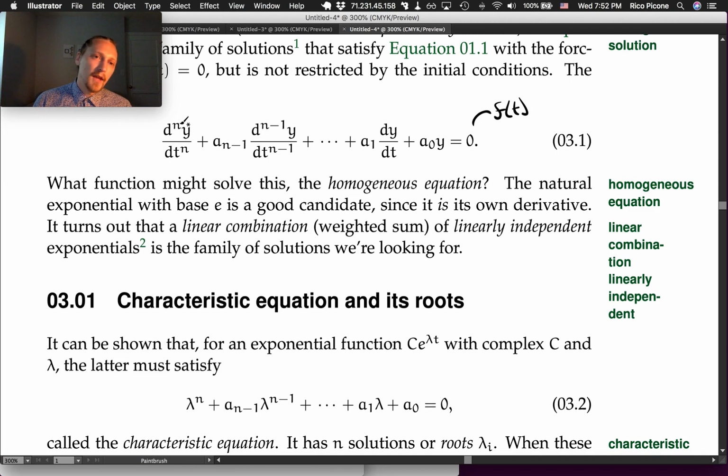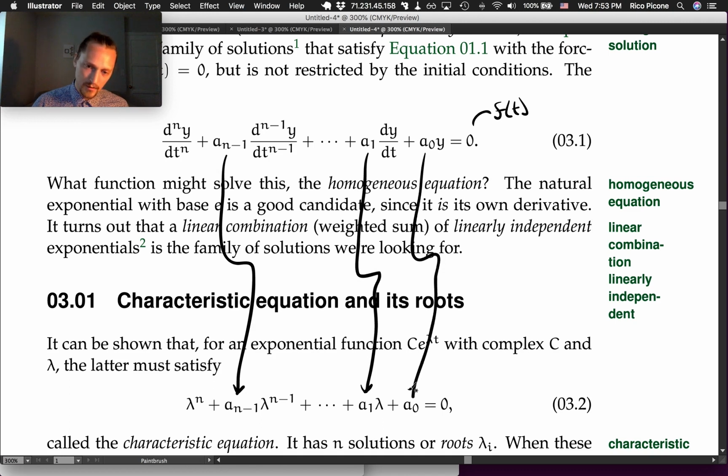When you have the nth time derivative of y, you end up with a corresponding lambda to the n. The coefficients or constants end up just coming right down. And a lambda appears wherever there's a derivative. So if we have the third derivative here, we end up with lambda to the 3. So not too bad, right? Characteristic equation. Easy to find from your homogeneous equation.